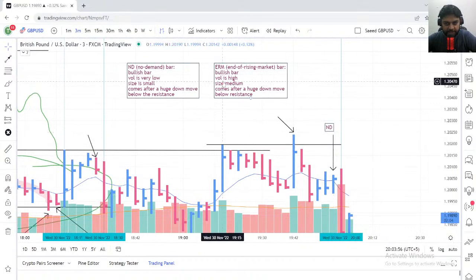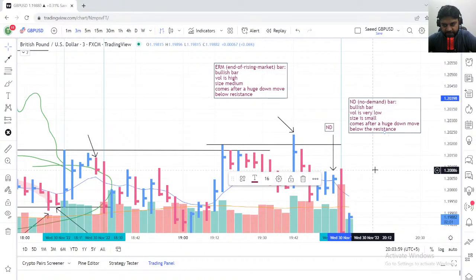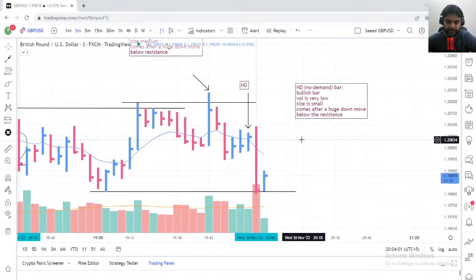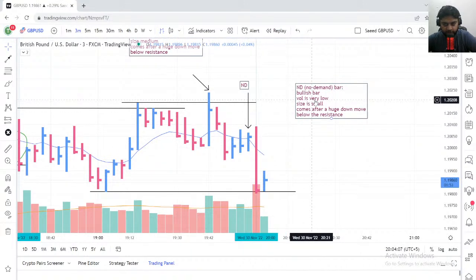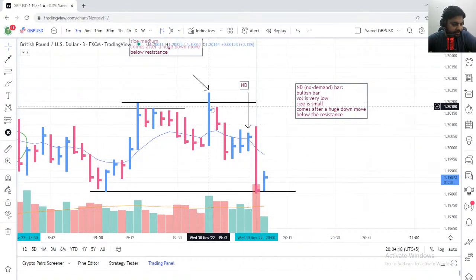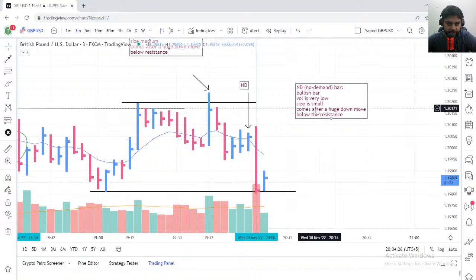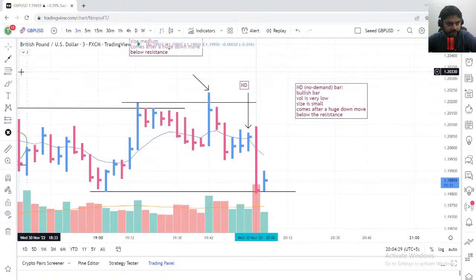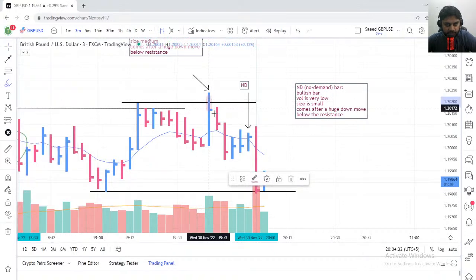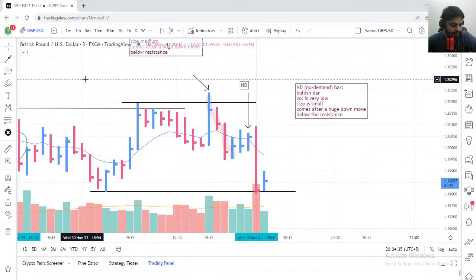So a no demand bar. Now let's compare this to our trade setup, which we just did right over here. A no demand bar is a bullish bar. The volume is very low. Look at this, the volume is less than the previous two bars, right? So it's a very low volume. The size is small. The bar is not very big. It comes after a huge down move. You can see this down move at the back, right? So this is a down move.